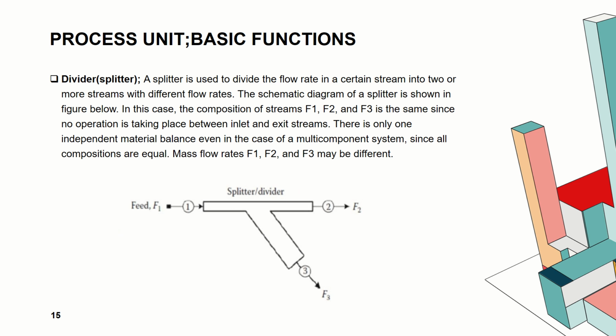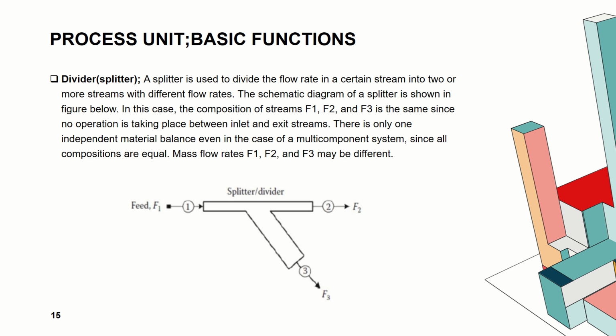So our next subtopic is process units, that is, basic functions. With the basic functions, we have the divider, or splitter. A splitter is used to divide the flow rate in a certain stream into two or more streams with different flow rates.